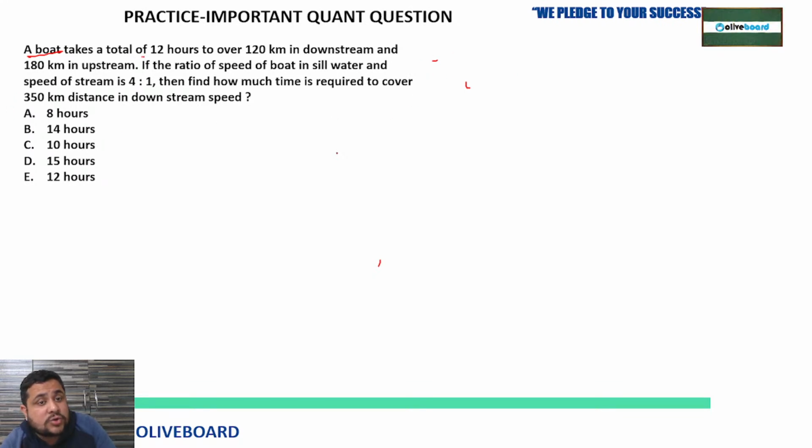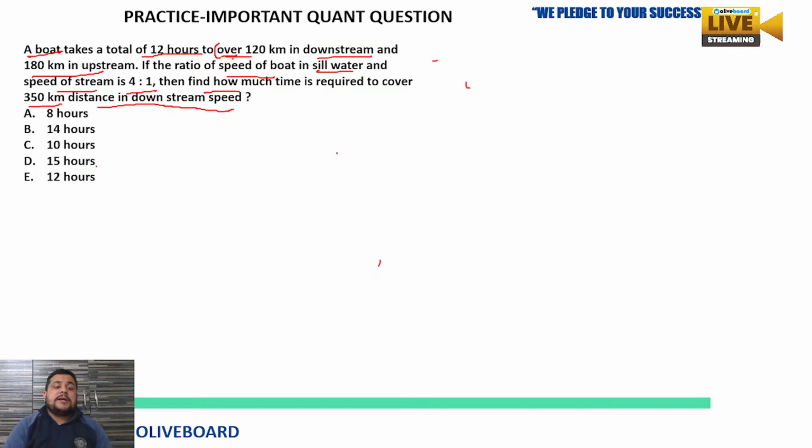A boat takes a total of 12 hours to cover 120 kilometers downstream and 180 kilometers upstream. If the ratio of the speed of the boat in still water and the speed of the stream is 4 to 1, then find out how much time is required to cover 350 kilometers of distance at downstream speed. Options: A 8 hours, B 14 hours, C 10 hours, D 15 hours, E 12 hours.